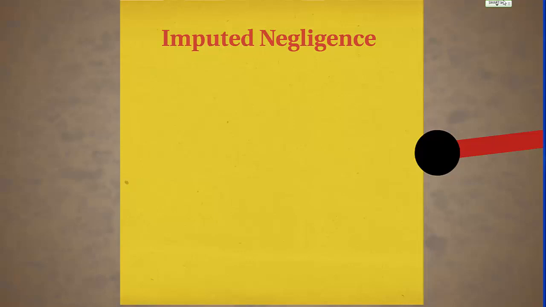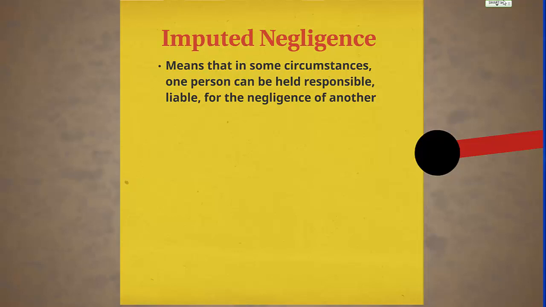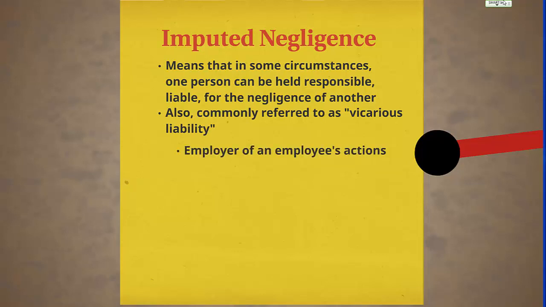Imputed negligence. This means that in some circumstances, one person can be held responsible or liable for the negligence of another. That's imputed negligence. It's also commonly referred to as vicarious liability. For example, an employer is liable for an employee's actions. The situation I mentioned earlier, where someone cleaning up might leave a puddle, and if you fail to put signs and to keep people out of that area, and someone slips and falls and injures themselves, the employer might be responsible for that employee's actions.